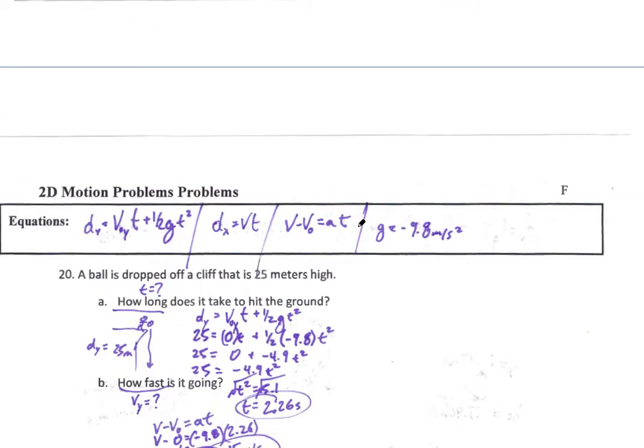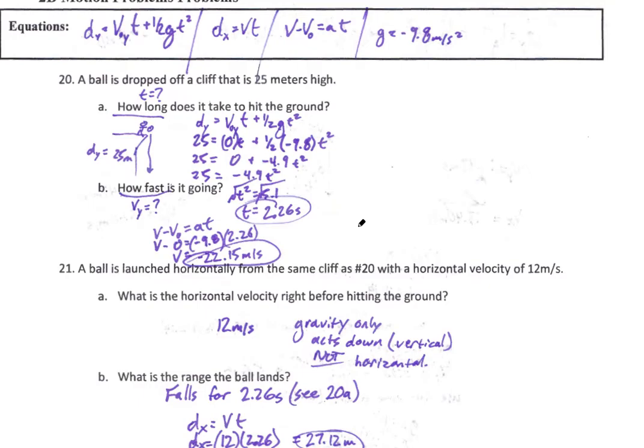All right, let's take a look at page 11 here. It's very similar to the previous couple pages that we did prior to this one, a couple classes ago, but it's a good one. So a ball's dropped off a cliff that's 25 meters high. How long does it take to hit the ground?